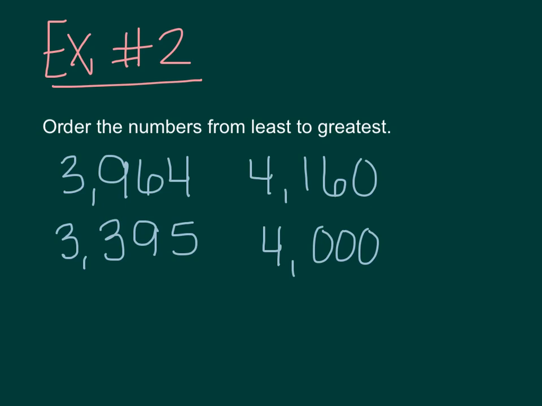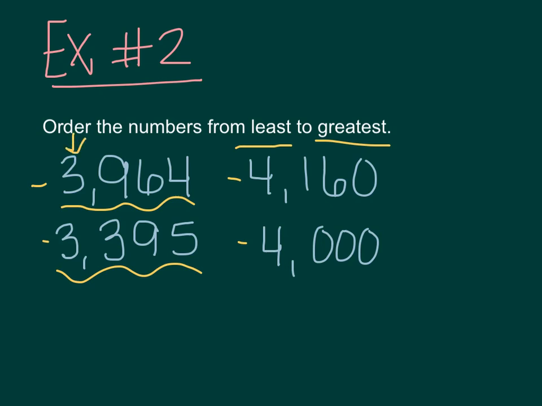Example 2, compare the numbers. So we're going to order them from least to greatest. So least means smallest and greatest means biggest. So smallest to biggest, pretty much. Now when I look at my numbers, I see 2 that are in the 3,000s and 2 in the 4,000s. Obviously, we already know the 3,000 is smaller than 4,000. So it's going to be one of these two numbers first. And I'm going to do what I did before. I'm going to look at the place value first.